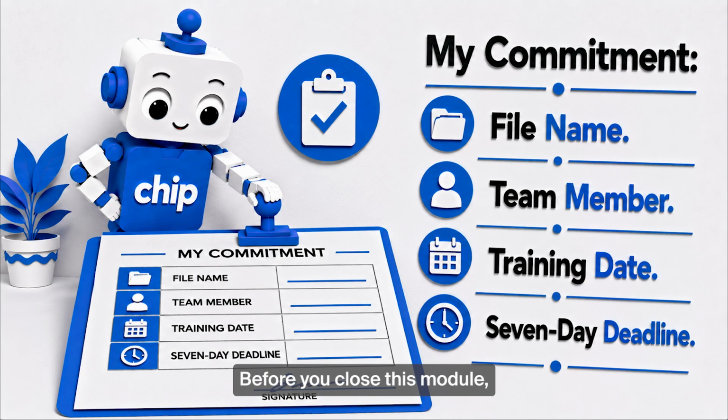Before you close this module, write your H5 commitment. Write the name of the saved instruction file you will build or finish this week. Write the name of the team member you will train. Write the date by which your tracking sheet will be reviewed. Put a deadline of 7 days from today. A written commitment is much more likely to happen than a mental one. Write it down. Sign it. Put it where you will see it every day.